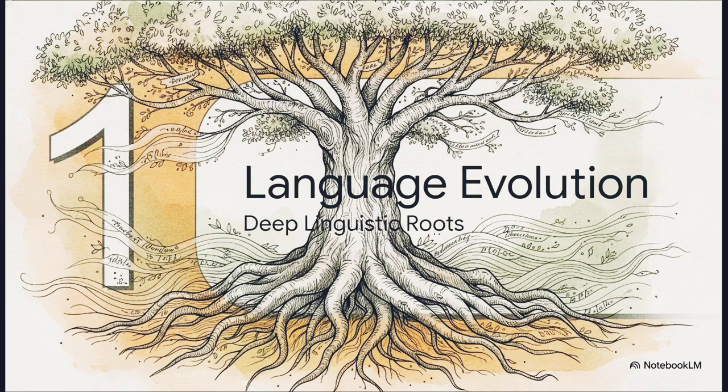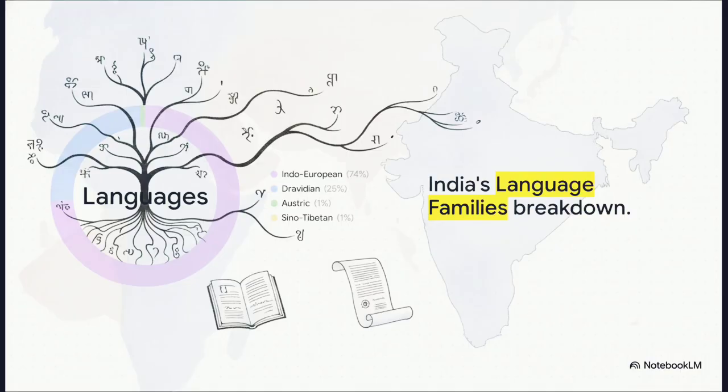Section 1. Evolution of the language. The deep linguistic roots. You know, language doesn't just appear out of nowhere, right? It grows. It branches out like a massive ancient tree.